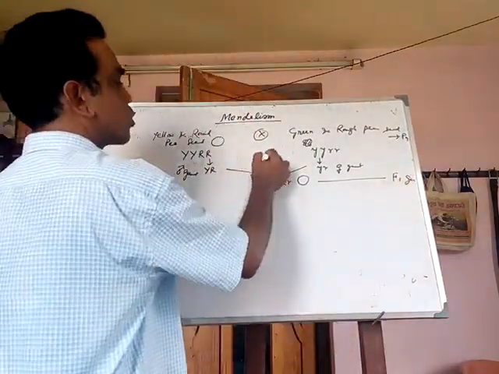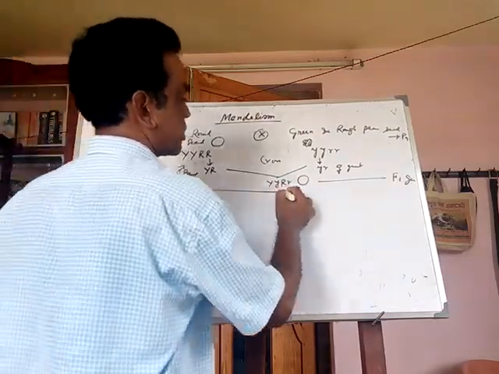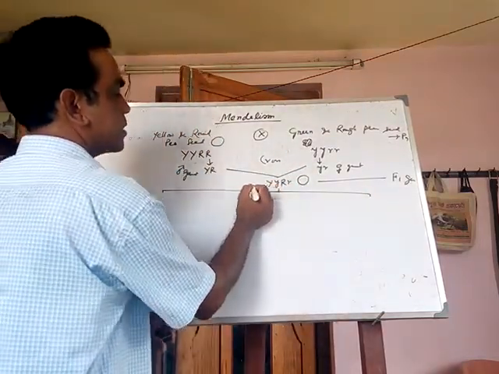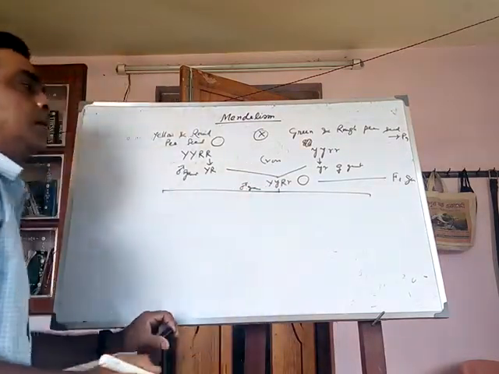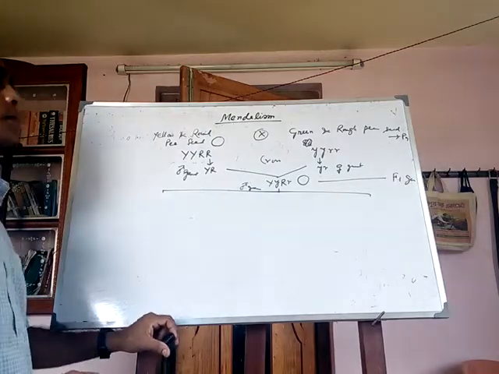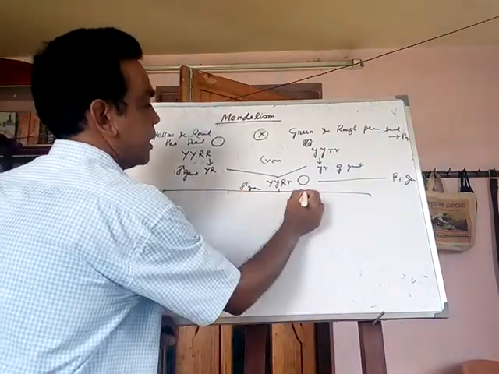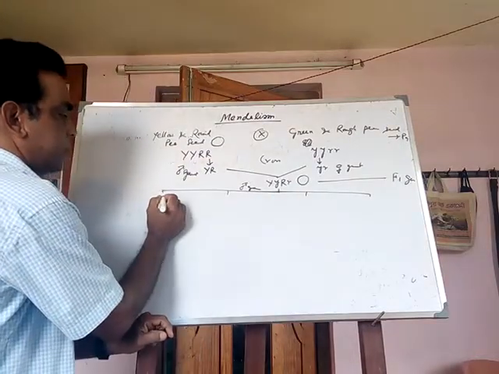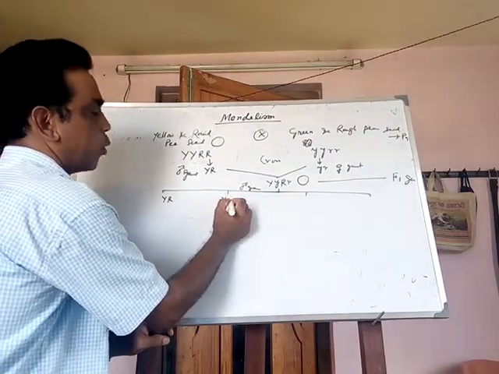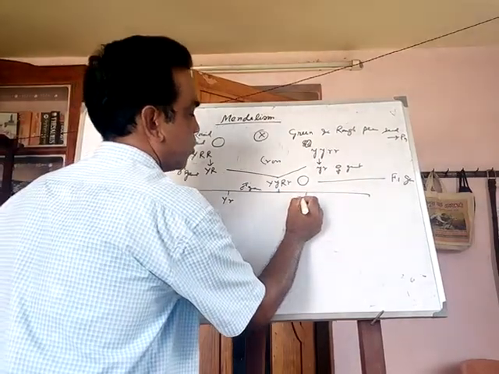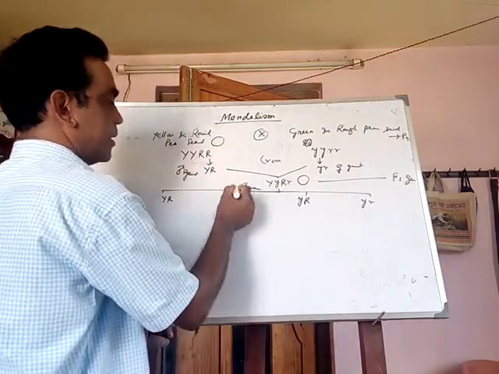After that is cross pollination. After self pollination, these plants can produce 4 types of male gamete. Those are capital Y capital R, capital Y small r, small y capital R, and small y small r.